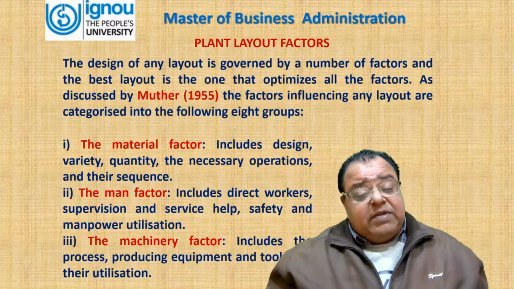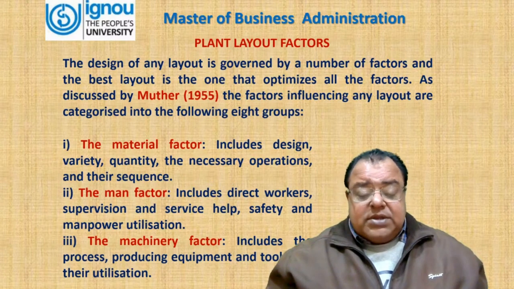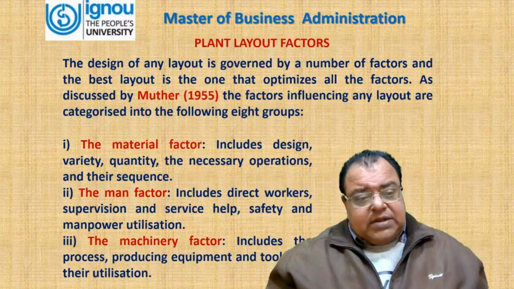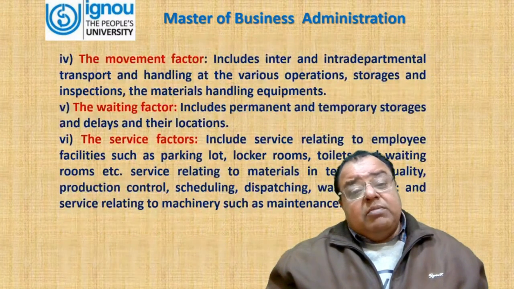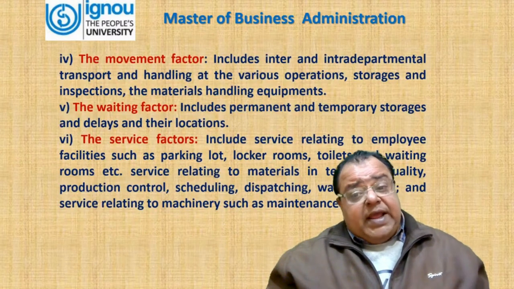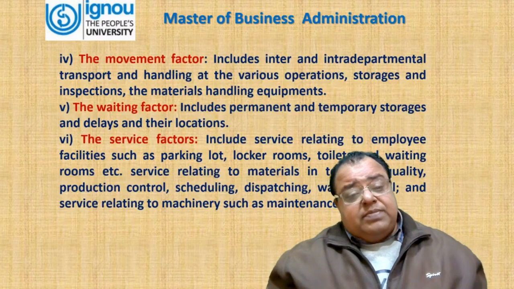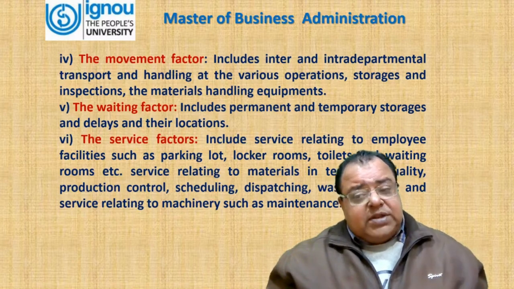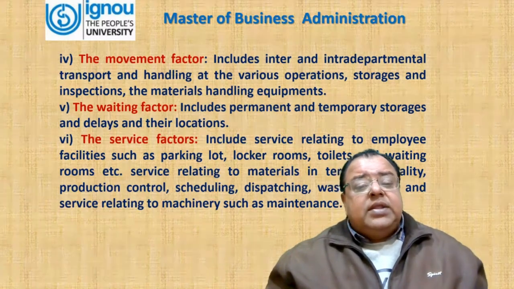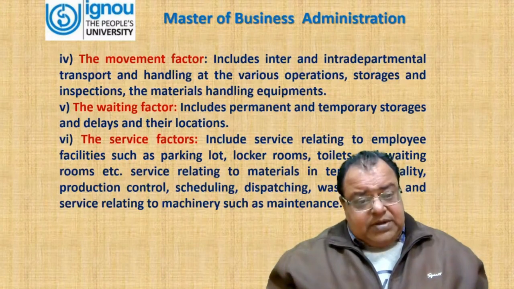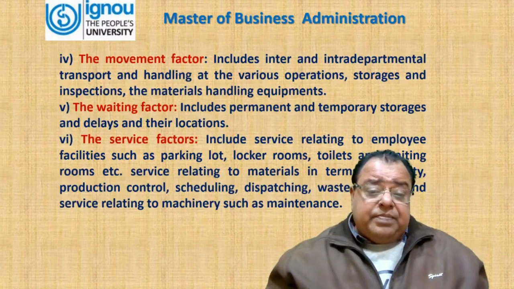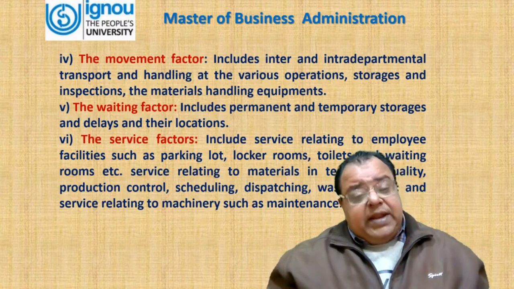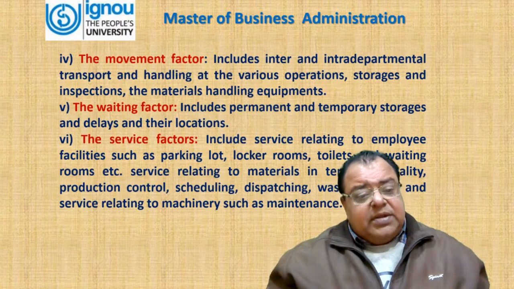Third one is machinery factor, which includes process, producing equipment and tools, and their utilization. Next one is movement factor, which includes inter and intra-departmental transport and handling at various operations, storages, and inspection, and the material handling equipment. Waiting factor includes permanent and temporary storages and delays and their locations.